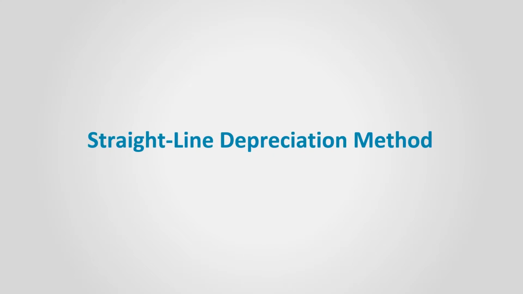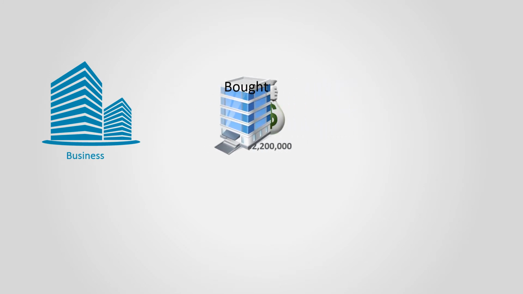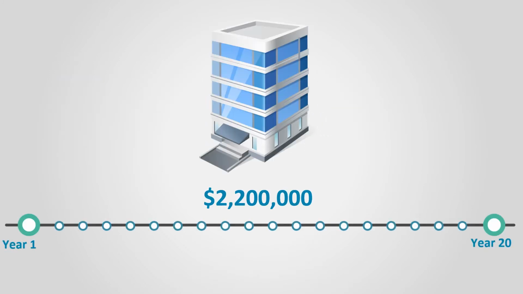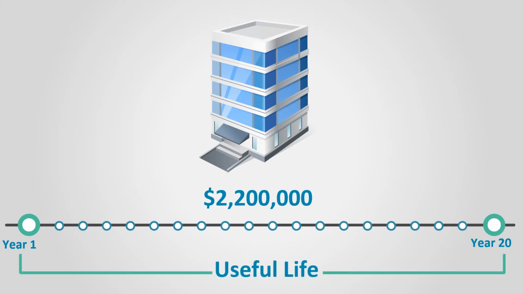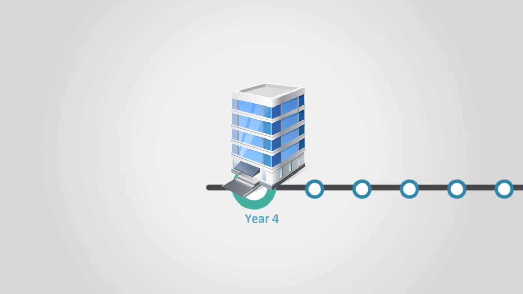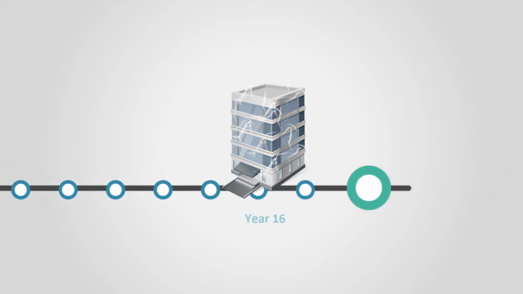Straight line depreciation method. Let's assume that a company bought a house for $2,200,000. The house will last for 20 years. This is what we call useful life. As years pass, the house gets older.